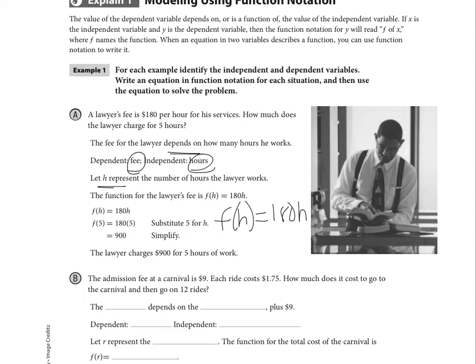And now we want to answer the question, how much does the lawyer charge for 5 hours? Well, what's really nice about function notation is that we can replace h with 5, because we're looking for when h is 5 hours. When we replace h with 5 at the beginning, we're also going to do that on the right side of the equation. So I see an h, I'm going to replace it with 5. This notation is just telling us we're having a function and we're putting 5 in it this time. So 180 times 5 is $900. And again, we always like to write our final answer as a sentence. The lawyer charges $900 for 5 hours of work.